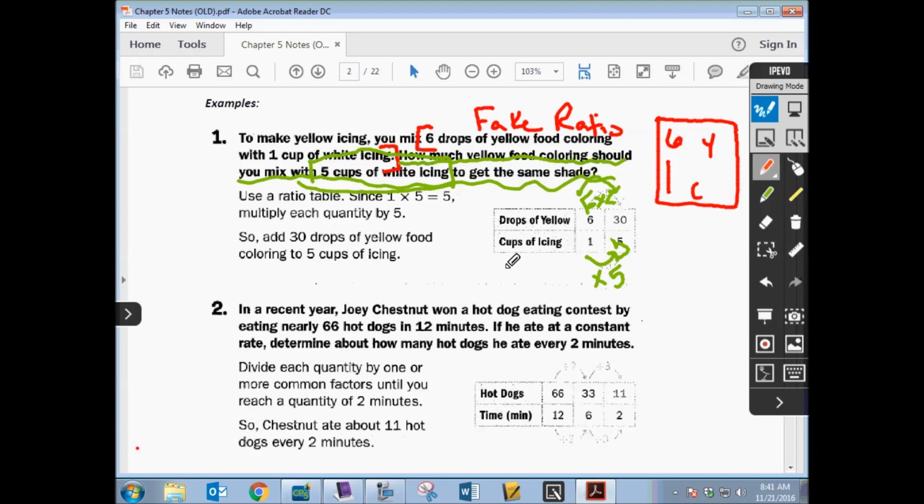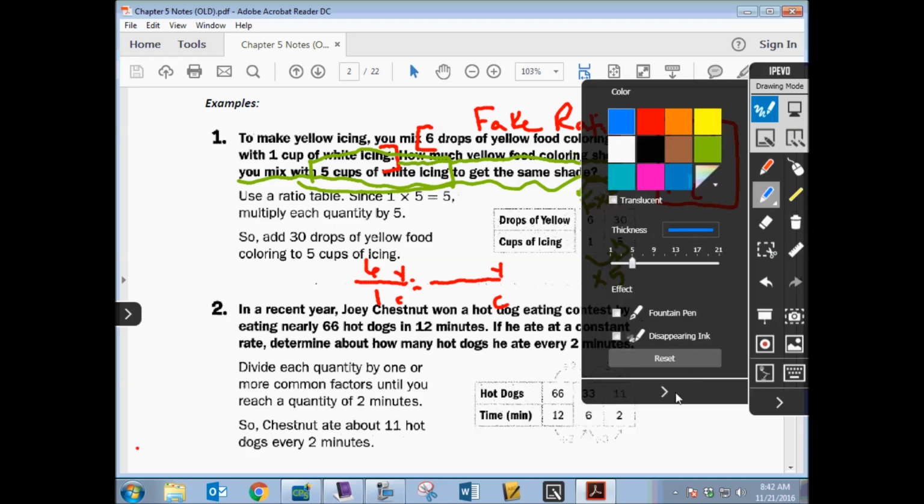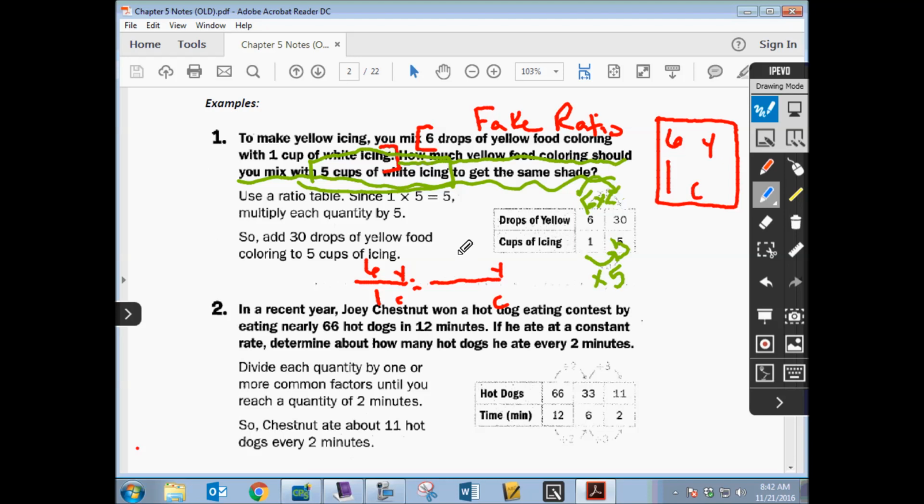So I just want you guys to all see that all it is is a proportion. That's all it is. We would start with our labels. That would be yellow to cups. Our fake ratio is that for every 6 drops of yellow is 1 cup of white icing. Then we would put our real information. We are either going to be given a certain number of drops of yellow or a certain amount of cups of white icing. In this case, we're given this.